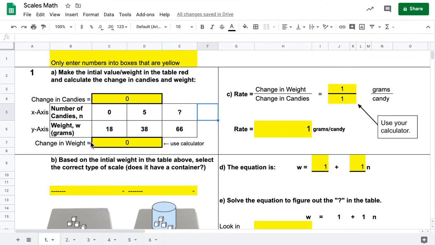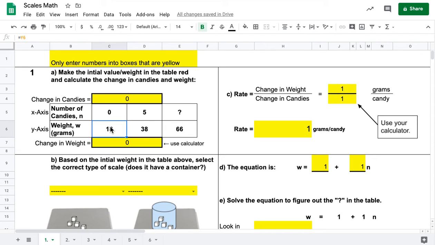So here we go. Here's our first scale, number 1. You can see right there, and it says make the initial value or weight in the table red. Okay, so that's the first thing we want to do. So what's the initial weight of the scale? Well, this says if there's 0 candies, that's the initial moment, right? That's before you've put any candies on the scale. So what's the weight? It looks like it's 18.